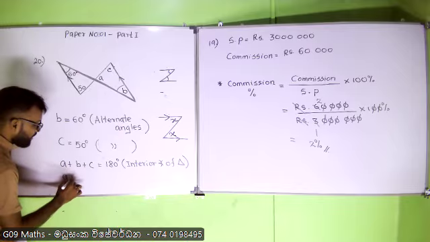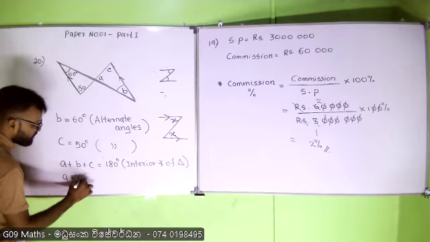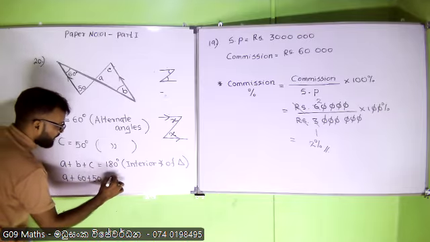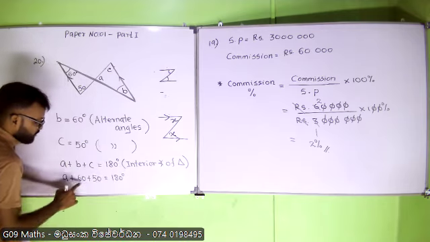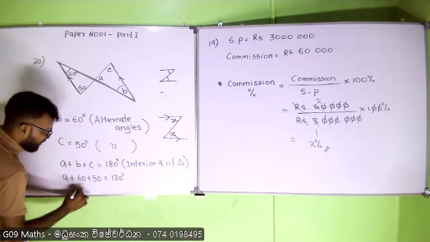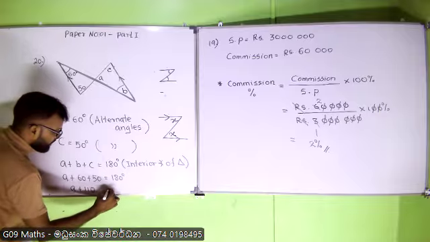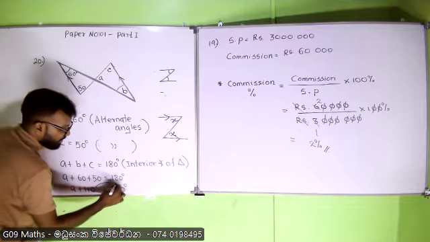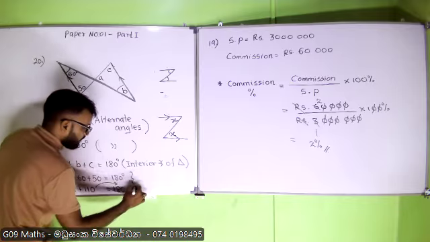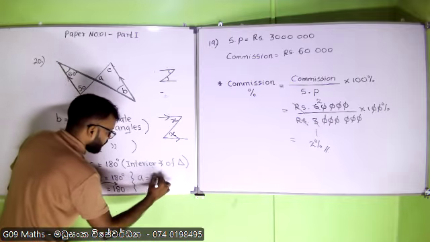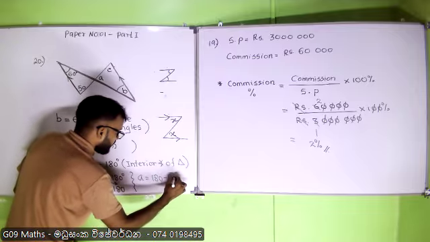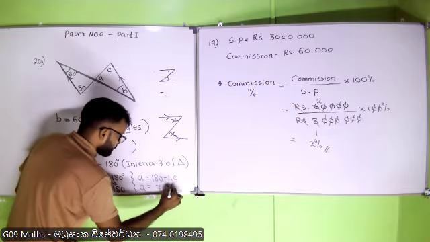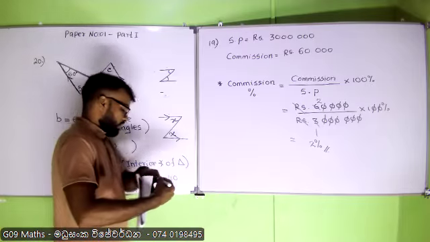So I have to find A. I know the value of B, B is equal to 60. I know the value of C, it is equal to 50. And the sum is equal to 180. So 60 plus 50, 110, plus A is equal to 180. How to find the value of A? Take this 110 to your right hand side and subtract. A is equal to 180 minus 110. So the value of A is 70 degrees. This is how we are going to find it.